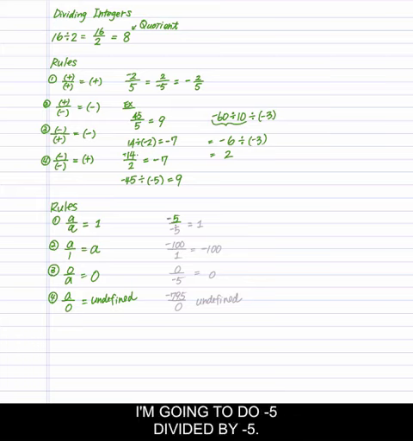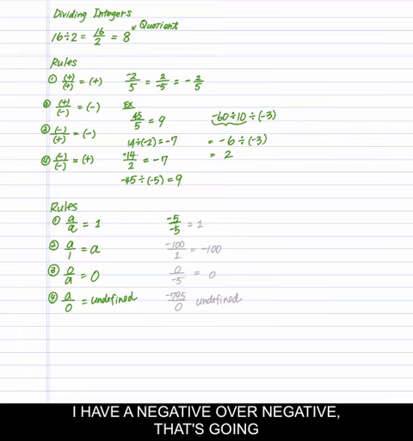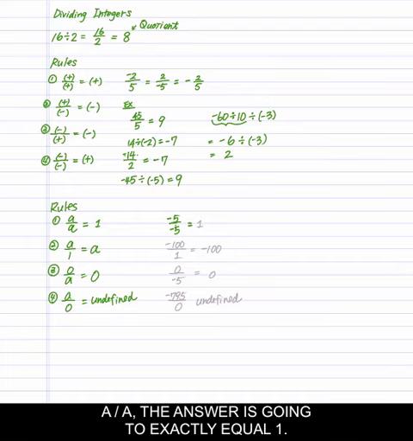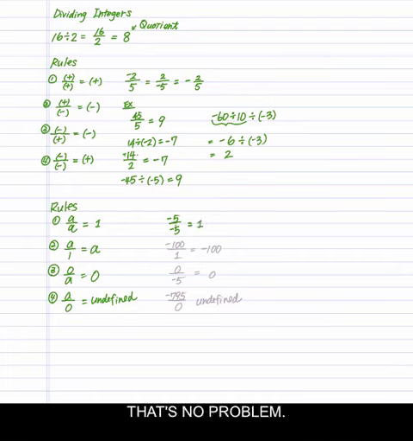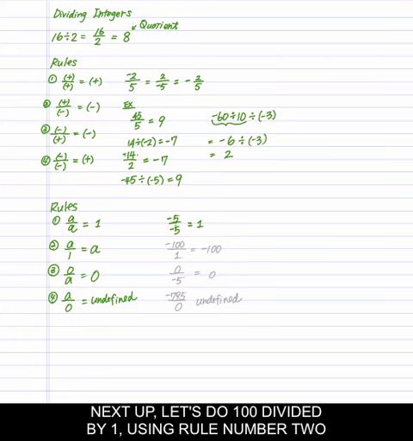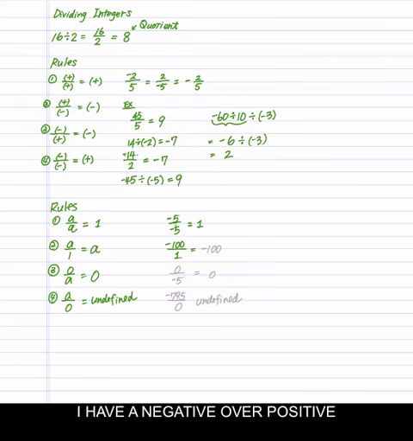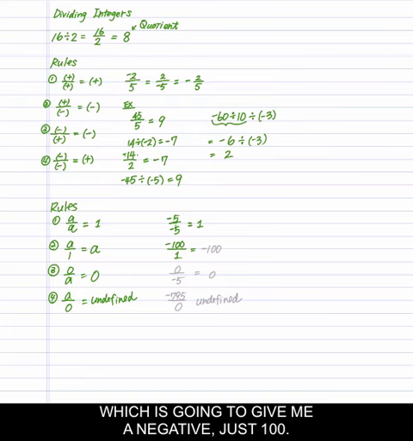I'm going to do -5 divided by -5. And using rule number 4 above, I have a negative over a negative. That's going to give me a positive. But using rule number 1 of the rules that we just went through, A over A, the answer is going to exactly equal 1. That's no problem. Next up, let's do -100 divided by 1. Using rule number 2 to the left there, I have a negative over a positive, which is going to give me a negative, just -100.